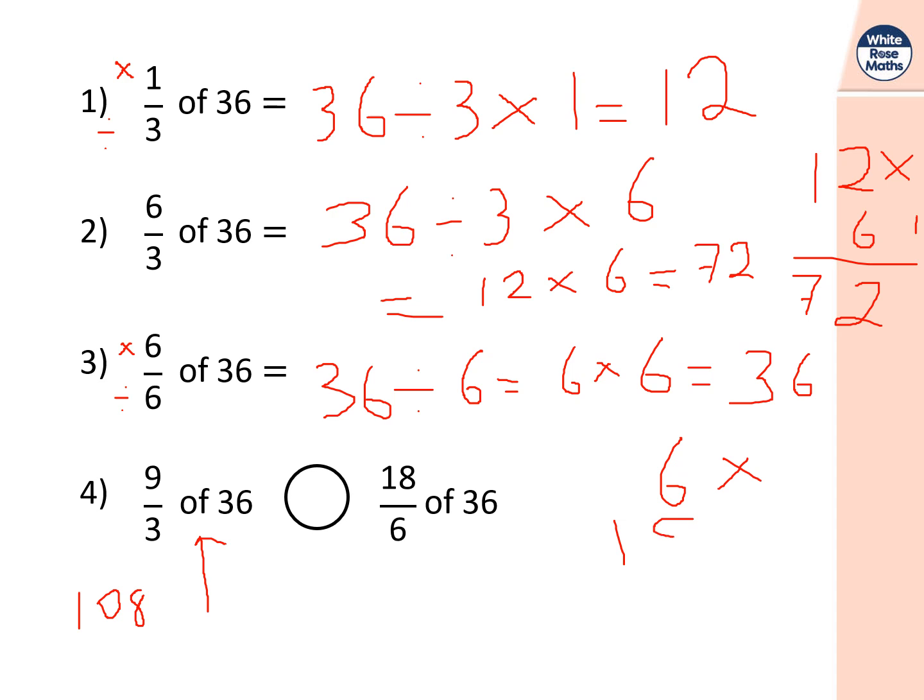Again, I don't know that off the top of my head, so I'm going to work it out. 8 times 6 is going to be 48. So 8 carry the 4. 1 times 6 is 6, plus the 4 is going to be 10. Sorry, yeah, I am right. Sorry, ignore me. So 1 times 6 is 6 plus the 4. So they're actually both equal to one another. So this side is equal to this side. So just to be clear, guys, for a fraction of an amount, I divide by the bottom and then times by the top.